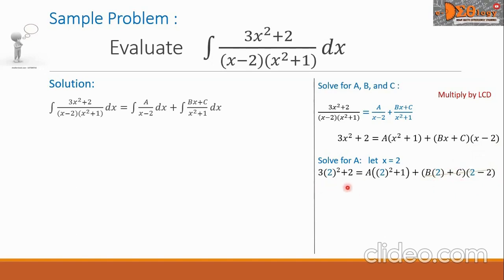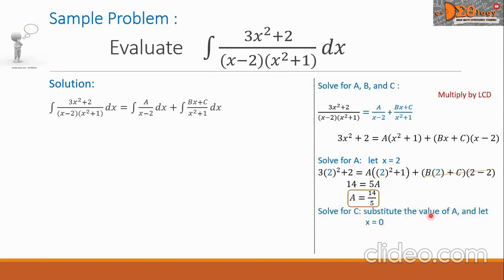Now let us simplify the equation further. The left hand side becomes 14 and the right hand side is 5a. Then the value of a is 14 over 5. Now let us solve for c.